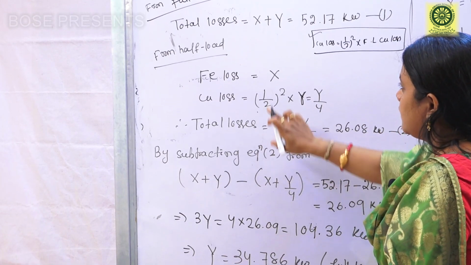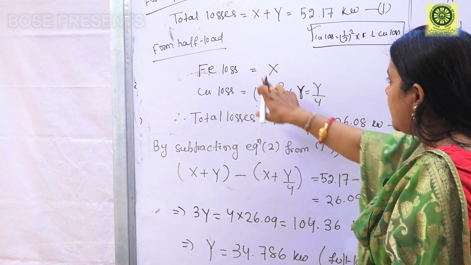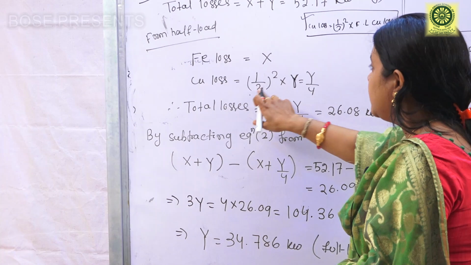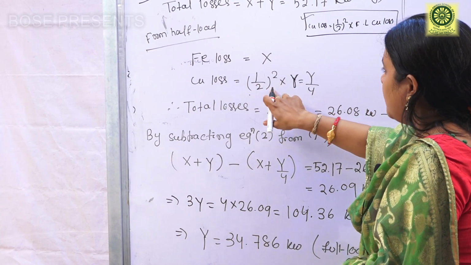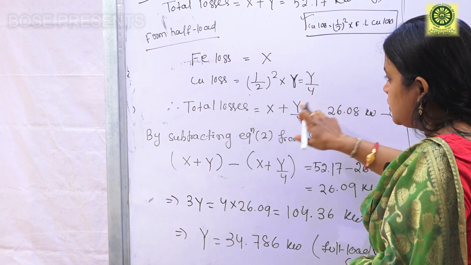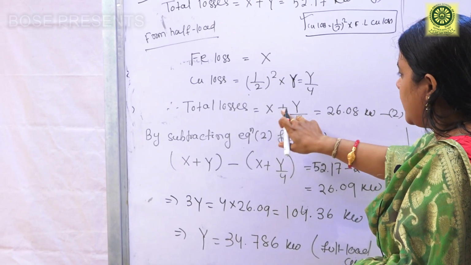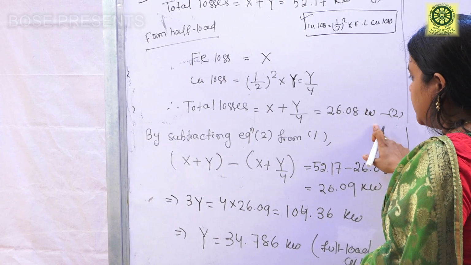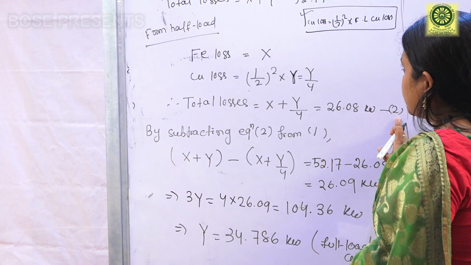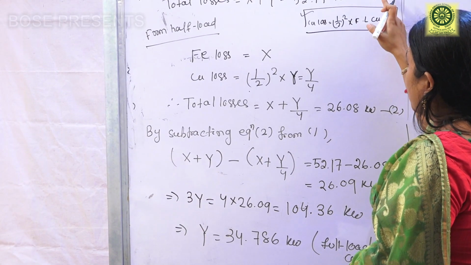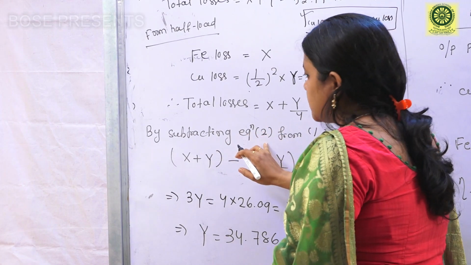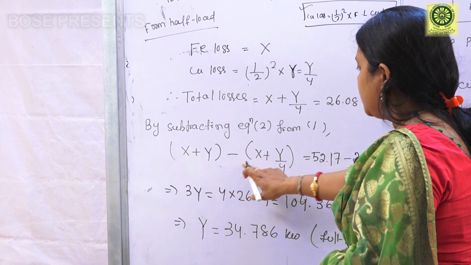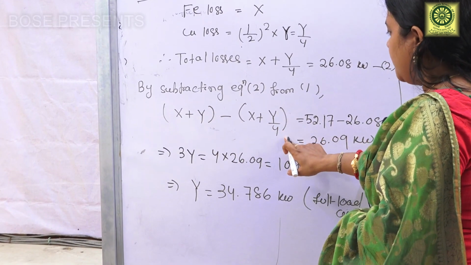Now see, the total losses from half load is X plus Y, where X is the iron loss and Y is the copper loss, but here the copper loss at half load becomes Y by 4. So total losses is equal to X plus Y by 4, which is 26.08 kilowatt. Now we subtract equation 2 from 1.